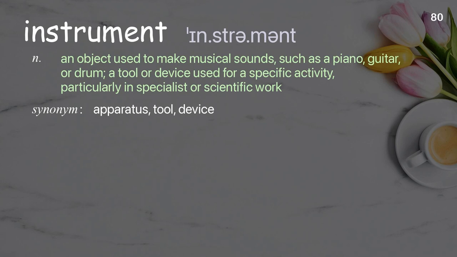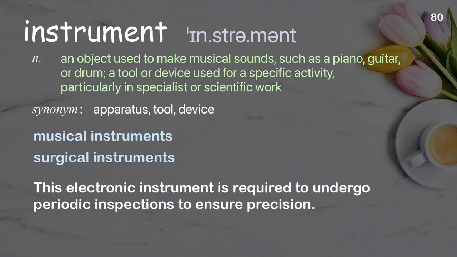Instrument: an object used to make musical sounds, such as a piano, guitar, or drum, or a tool or device used for a specific activity, particularly in specialist or scientific work. Examples: Musical instruments. Surgical instruments. This electronic instrument is required to undergo periodic inspections to ensure precision.